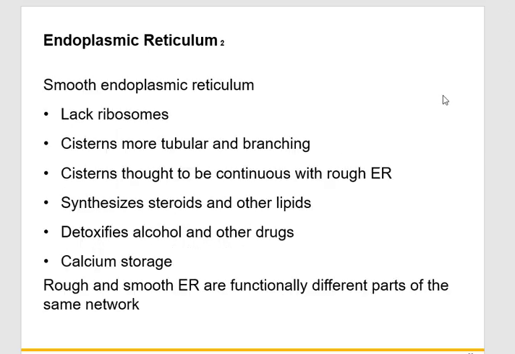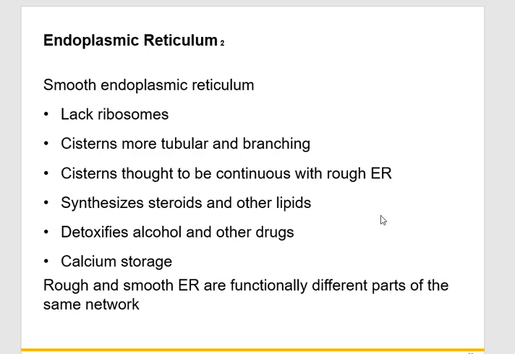The rough ER and the smooth ER are basically the same thing, but the rough ER has ribosomes attached and the smooth ER does not. So there's not a big distinction between the two.